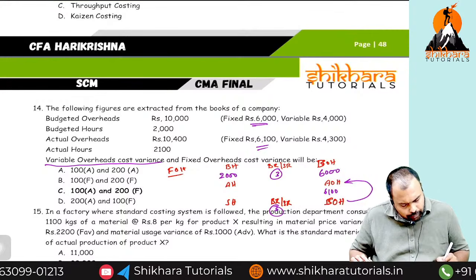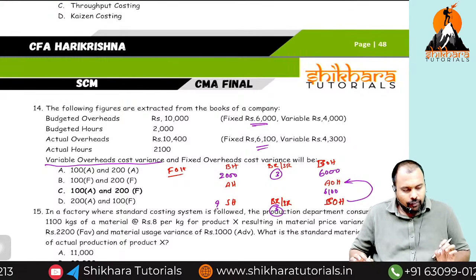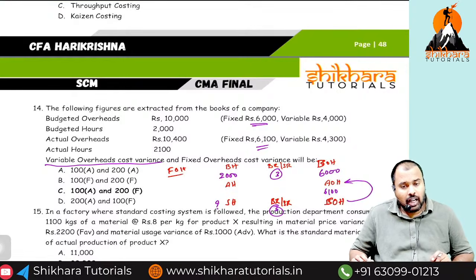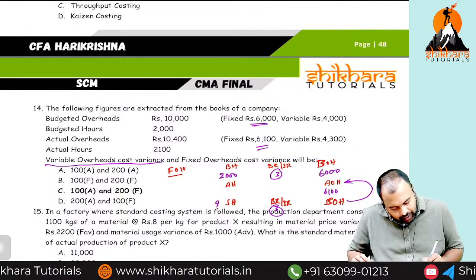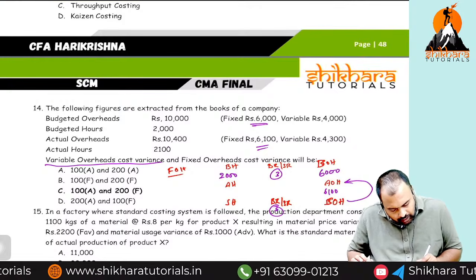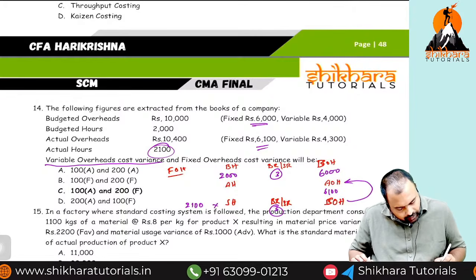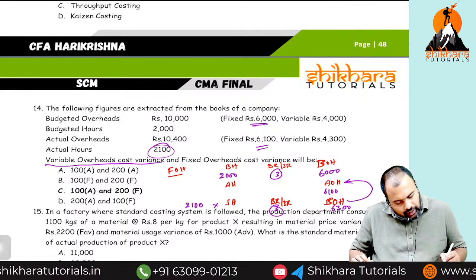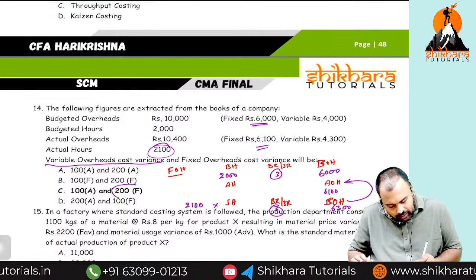To take the difference between these two, I want to find standard hours. Standard hours they have not given, that's what we discussed, sir. Standard hours is always for actual output. But whenever such information is not given, then we take the actual hours, absolute nonsense, but still they are using the same, sir. Actual hours 2,100 into 3 is 6,300. 6,300 minus 6,100 is 200 favorable. So that is the answer they have given, sir.